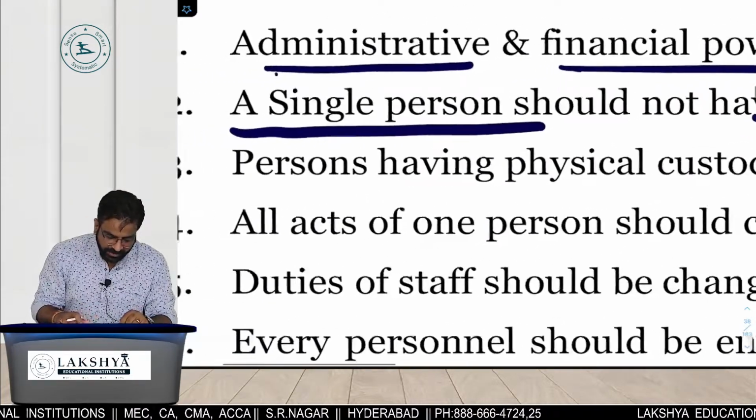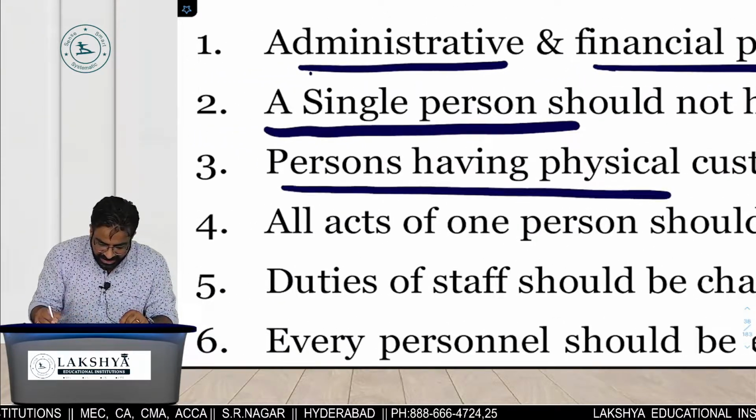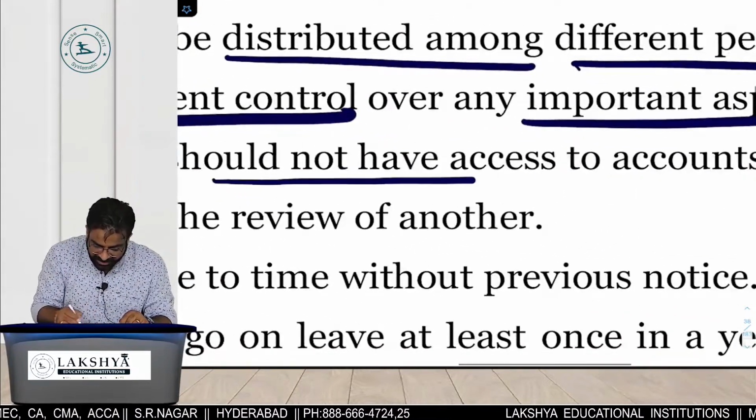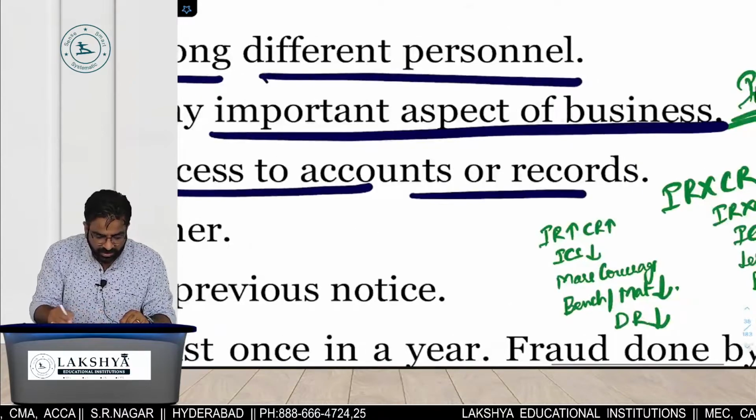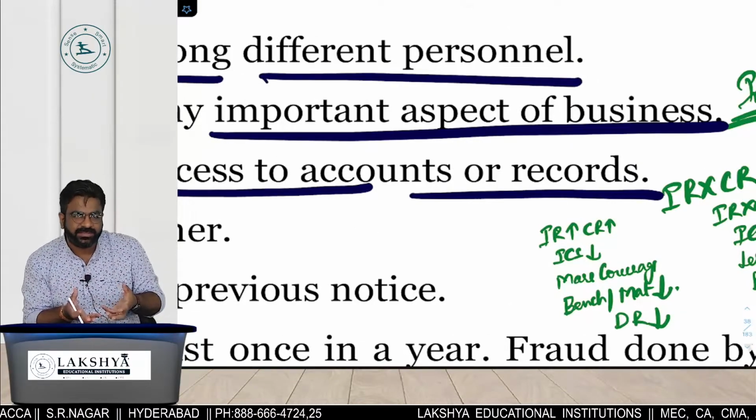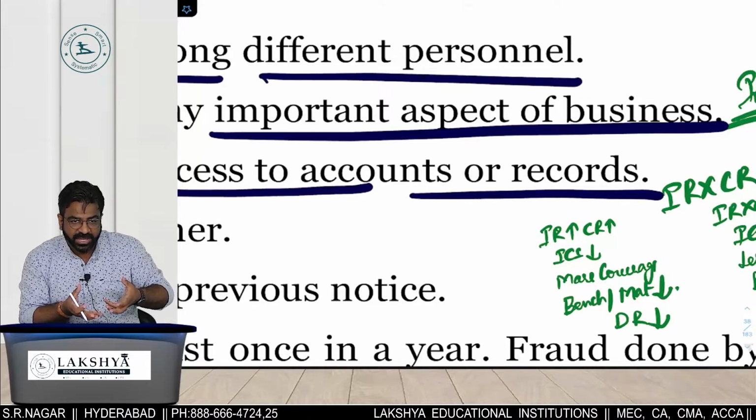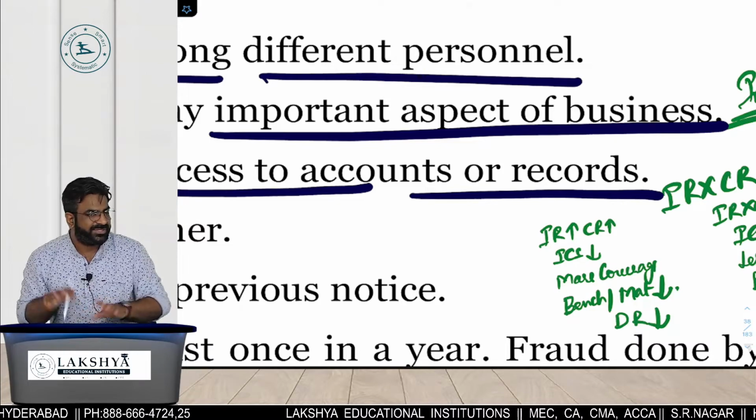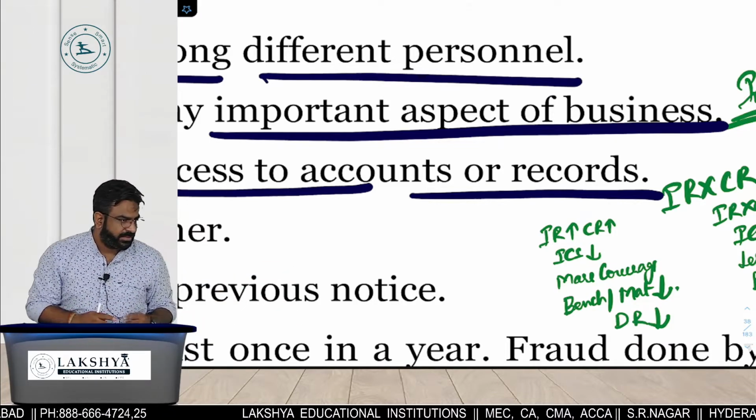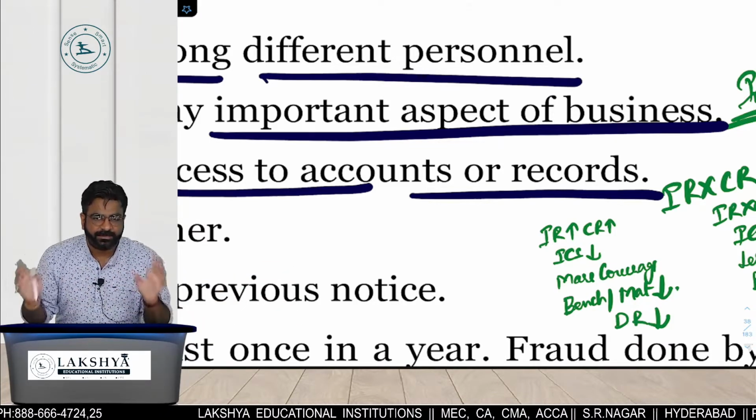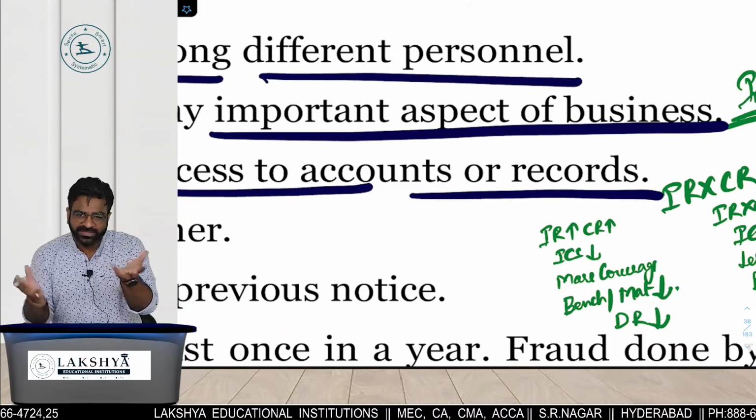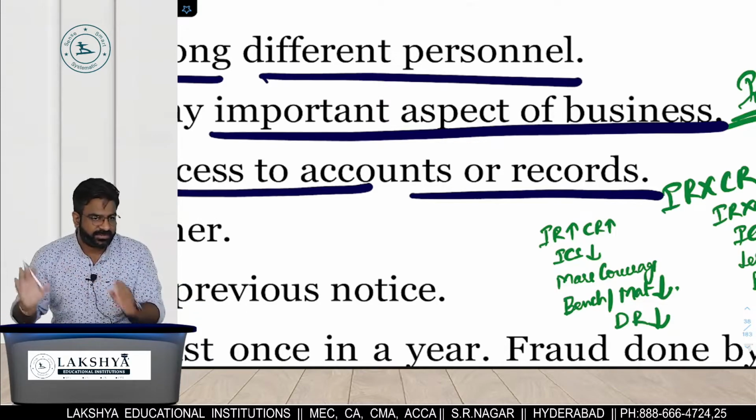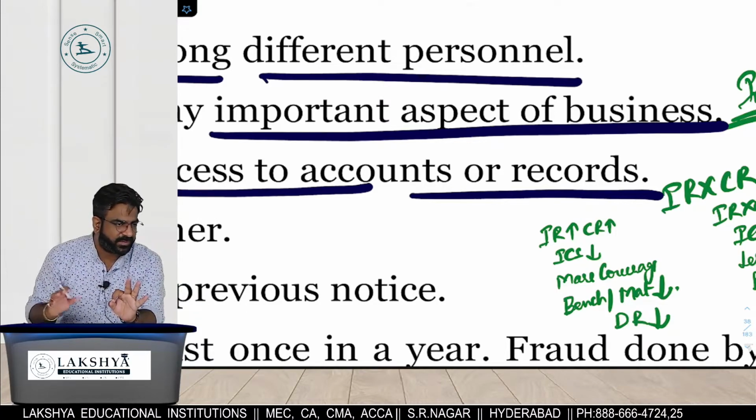Third person पूछो. Read the third point. Persons having physical custody of assets should or should not have access to accounts or records? अगर मेरे पास cash है, physical custody of the cash, I should not be the one who is making the accounts. और अगर मैं accountant हूं, I should not be allowed to handle cash. Two persons should be same or separate? Separate. So the person who is handling the physical custody of the asset should not have any access to books of accounts. Did you get the point? Tell me the three qualities of a good internal check system.